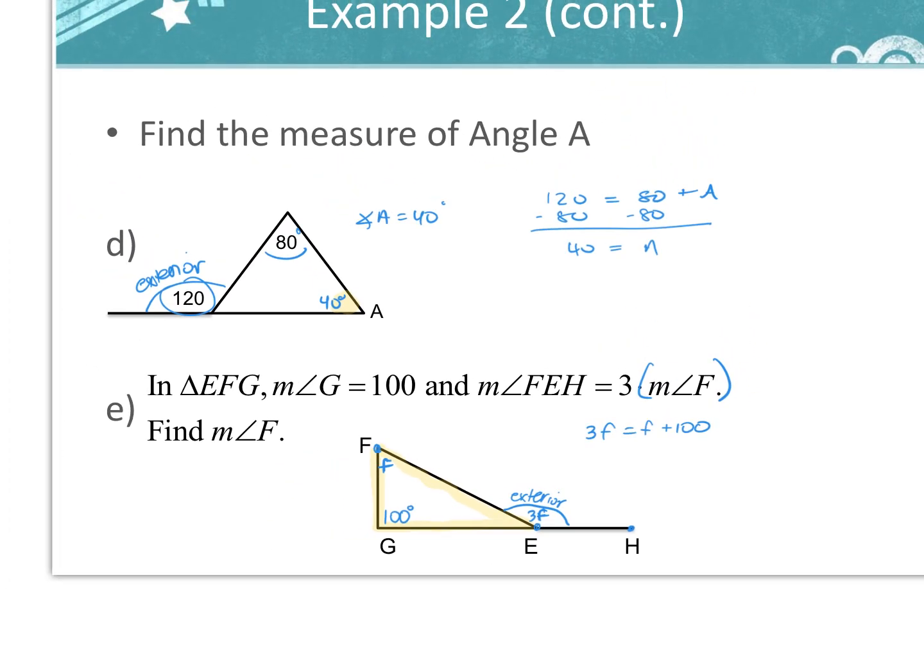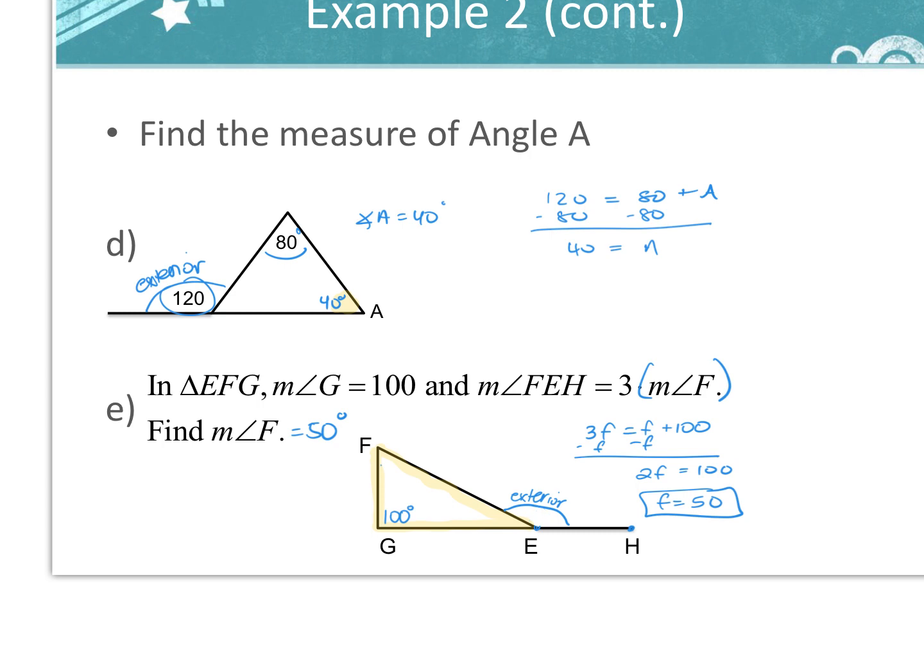So now I'm ready to do my math, right? I'm going to subtract f from both sides, and I get 2f equals 100. And if I divide both sides by 2, I'm going to get that f equals 50. So it says find the measure of angle F. Well, that's 50 degrees. So let me come back over here and see if it actually works, right?